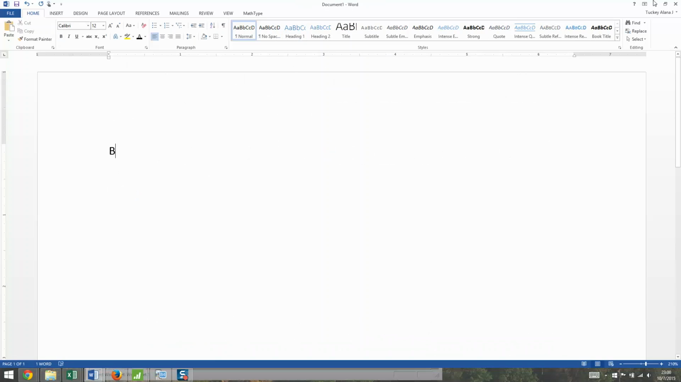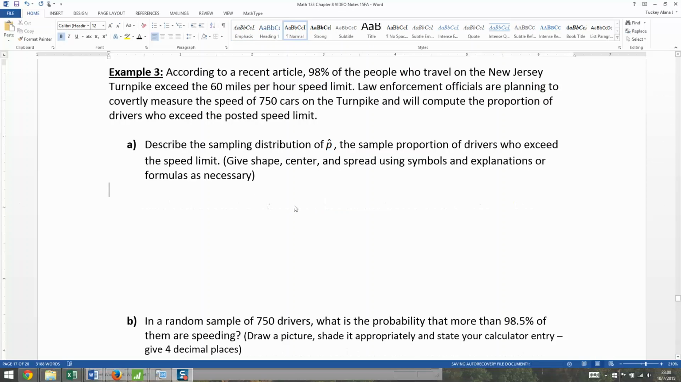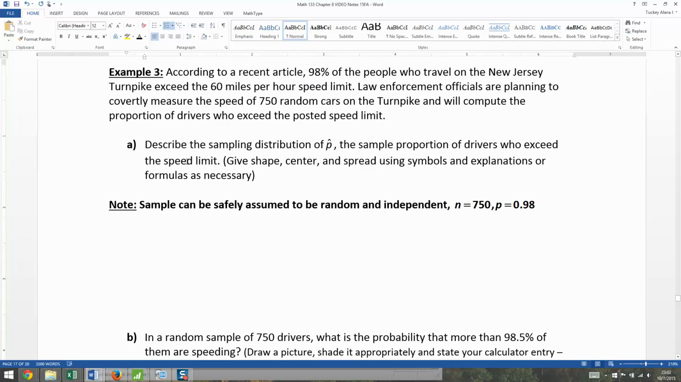Oop, 1 second. I pressed the wrong button. All right. So let's make a couple notes about those conditions, like I was just saying. We're going to say that the sample is safely assumed to be random and independent. I actually just added the word random to make really clear this is random. Now, independent is going to happen kind of automatically.